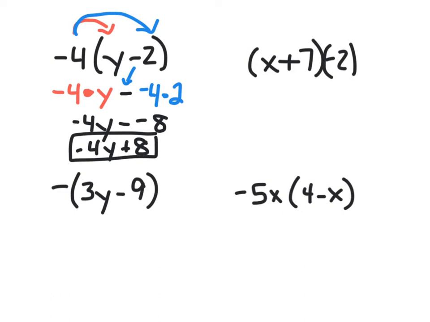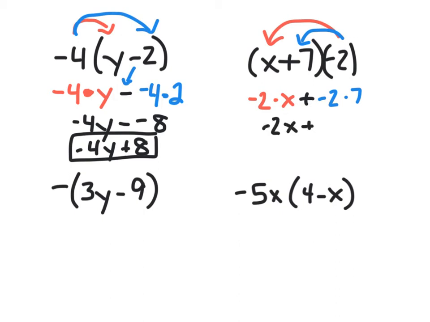The next one, x plus 7 times negative 2. We're going to multiply that negative 2. Negative 2 times x, plus negative 2 times 7. Negative 2 times x is negative 2x plus negative 2 times 7, which is negative 14.